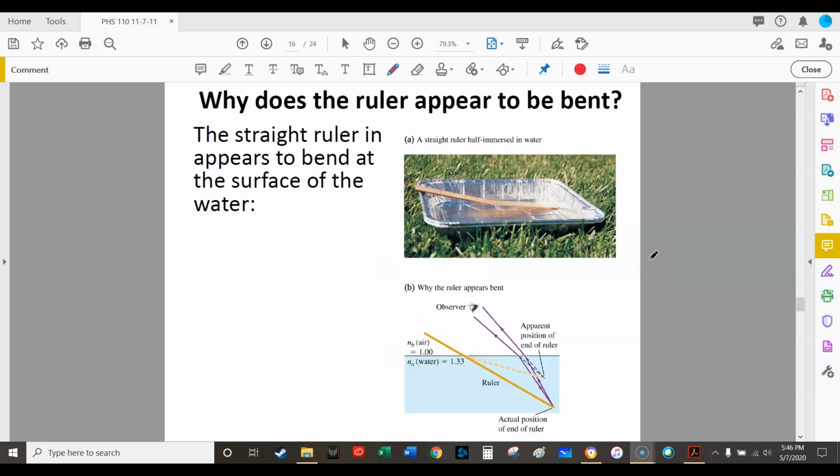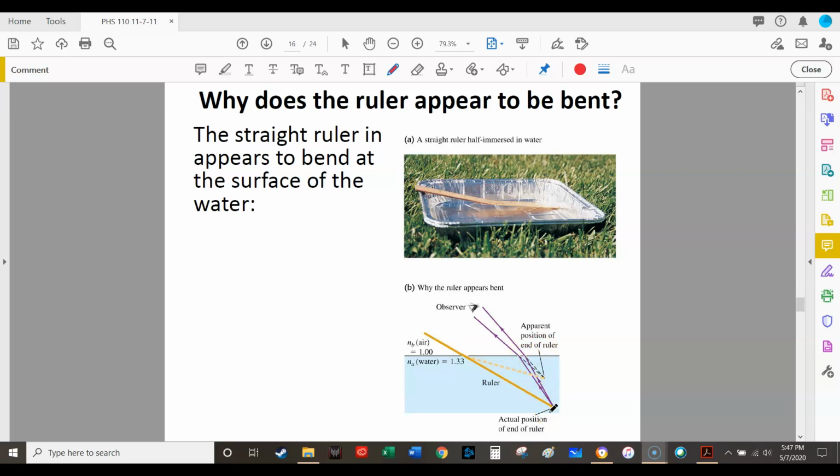So here are some of the weird consequences of refraction. When you put a ruler in water, if the light rays look like they're bending towards the normal, why does the ruler look like it's bent away from the normal? It looks like it's actually bending up towards the surface. Well, how is that actually happening? When you insert the ruler into water, the light rays from the tip of the ruler look like they're bending down.